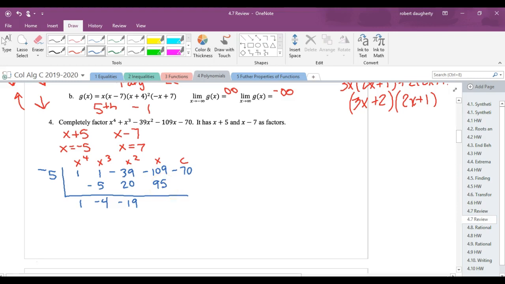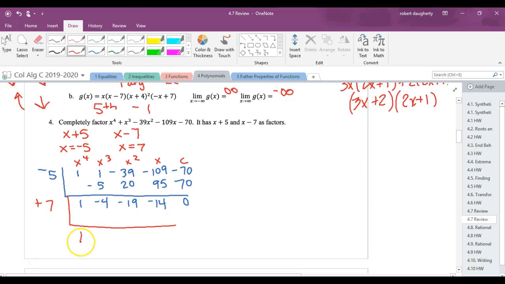And that's going to leave me with -14. And then 5 times 14, negative, that's going to be 70. That leaves me with a 0. Okay. Now, the next thing I need to do, that was the -5. Let's not stop here. Let's do synthetic division again with that 7.